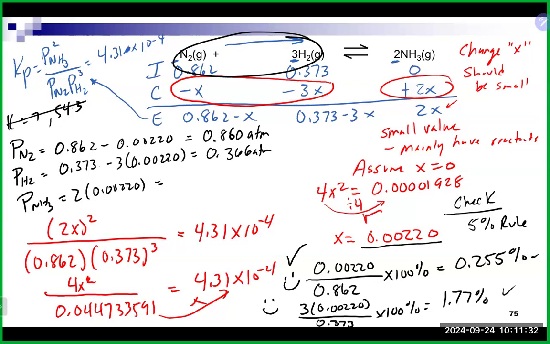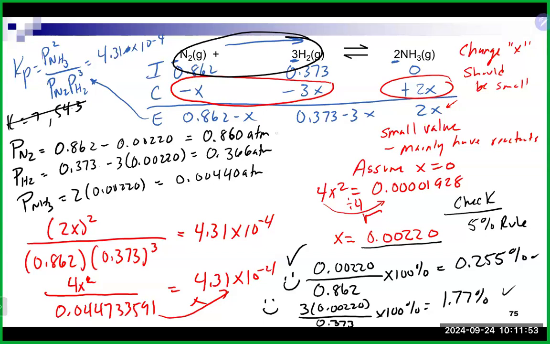And lastly, our partial pressure of NH3 equals 2 times X, so 2 times 0.00220 is going to get us 0.00440 atmospheres in this particular case. Any questions on that there?